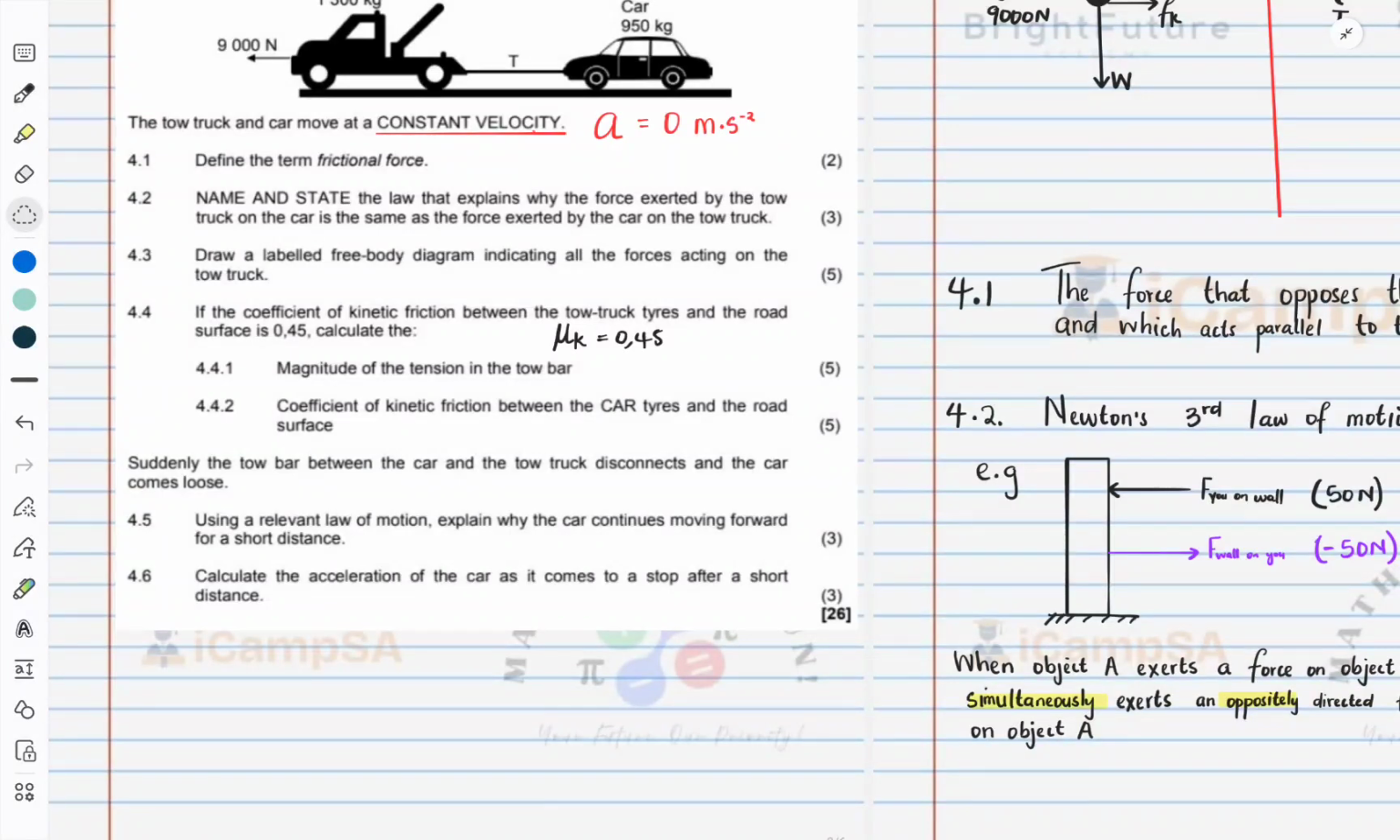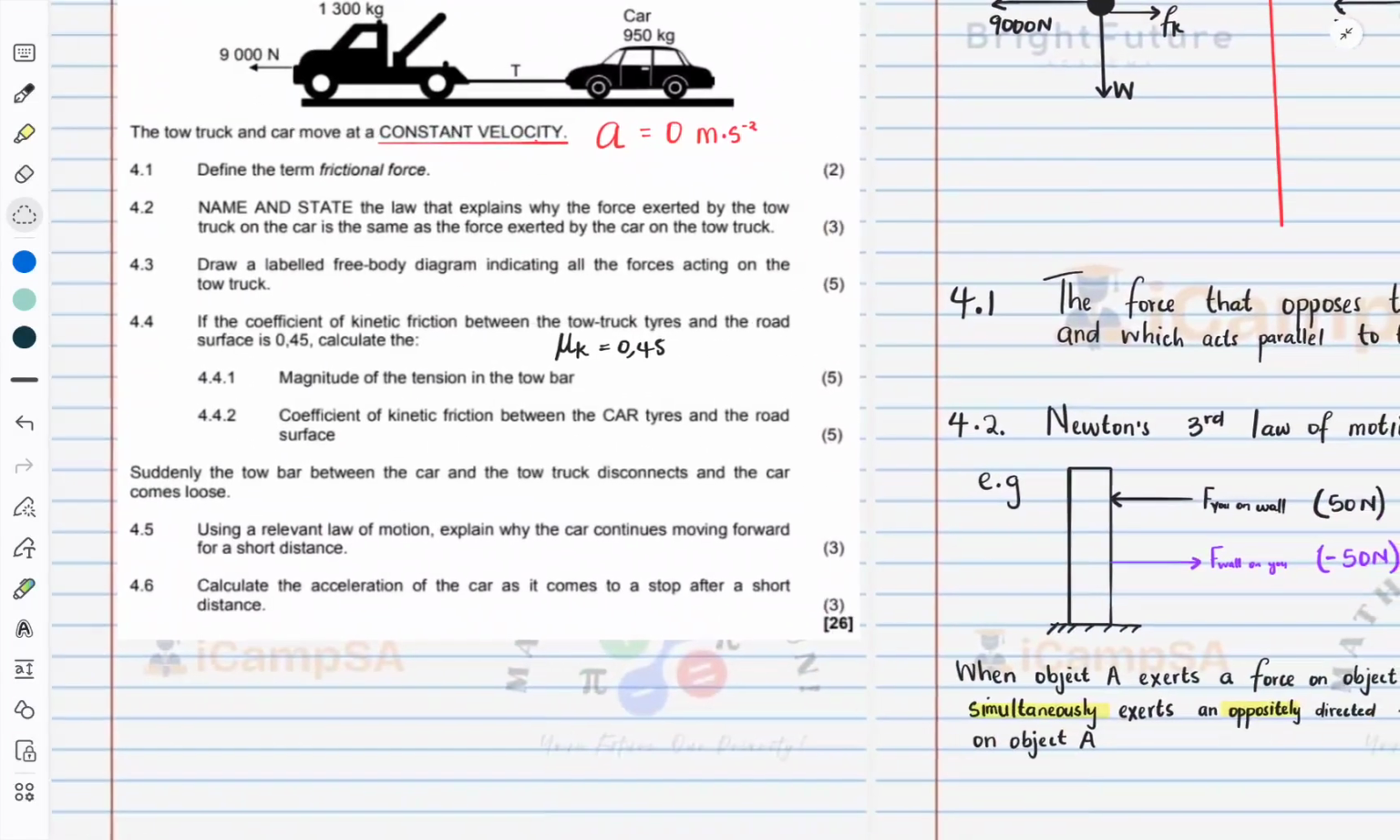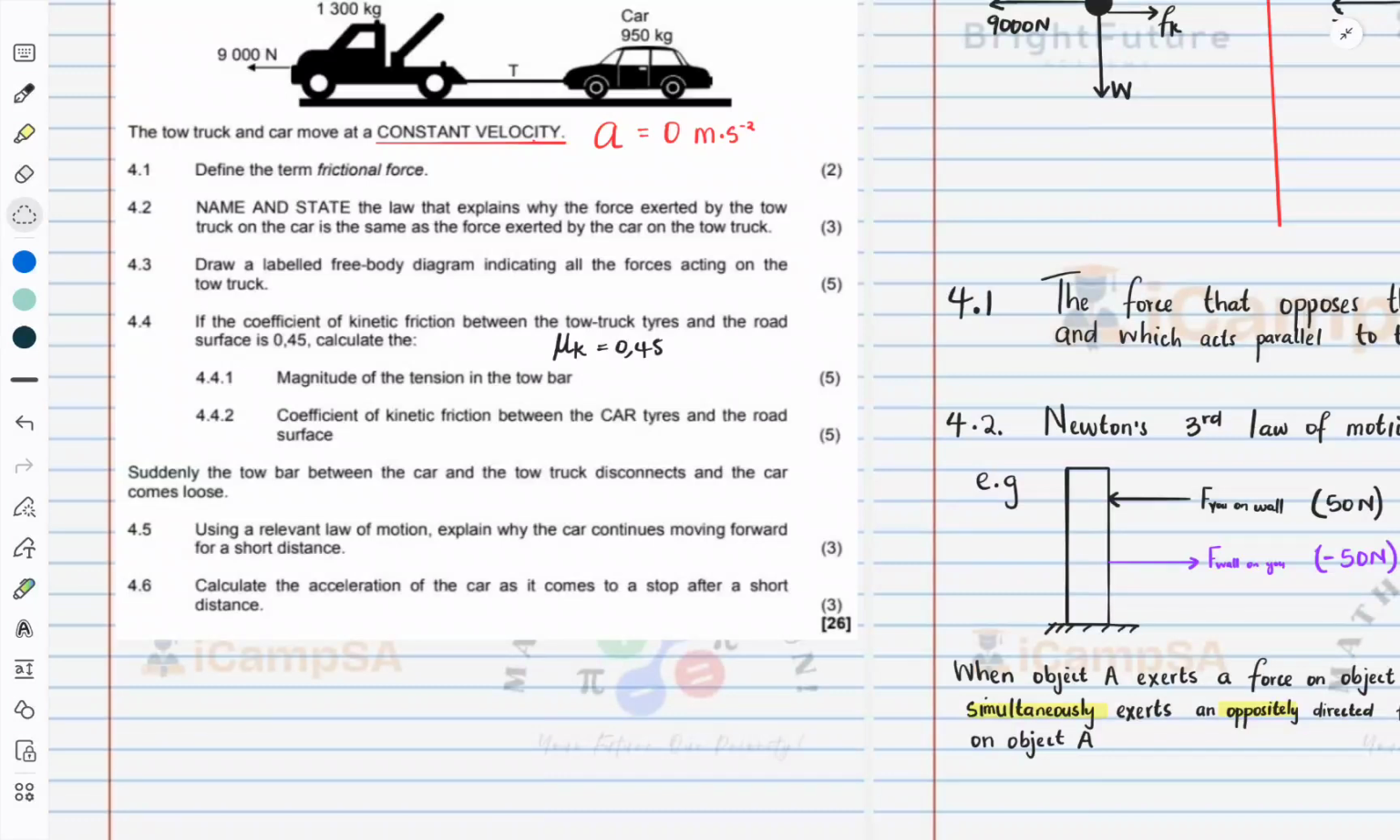This was an interesting question actually. It combined all the first three laws of motion from Newton. So yeah, this was a very, very interesting question. You had to know your stuff here, otherwise you would suffer. So let's answer this question. We are saying the car continues moving after the tow bar has disconnected due to its inertia, right?